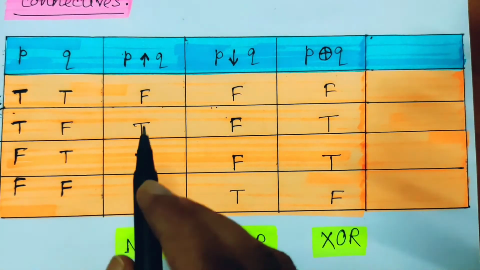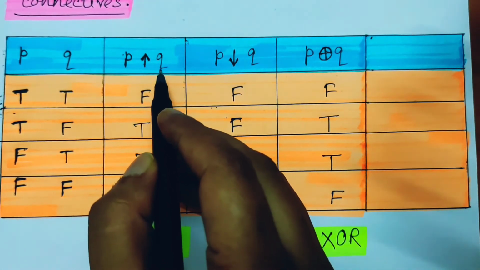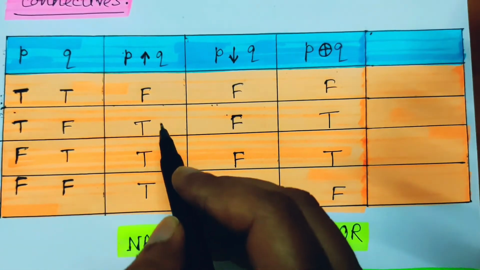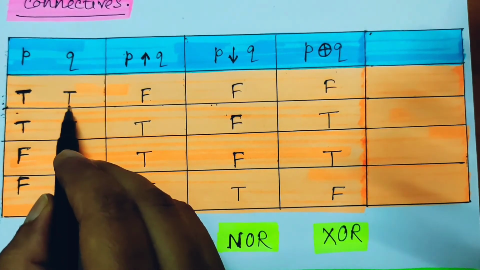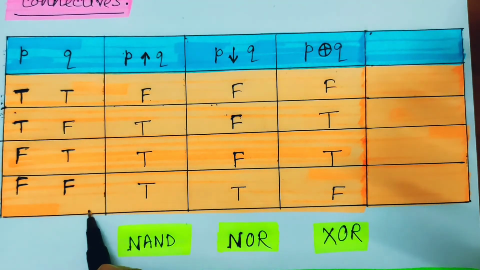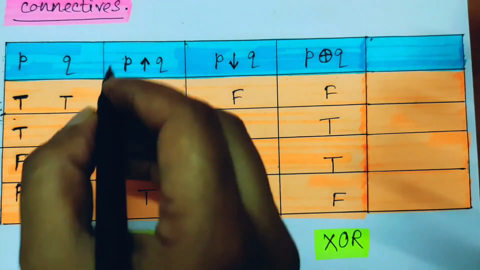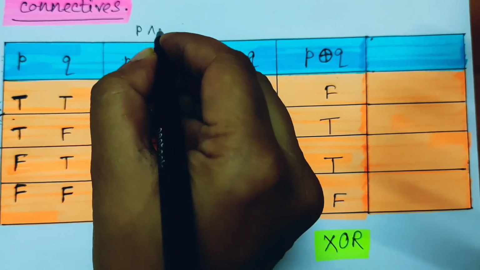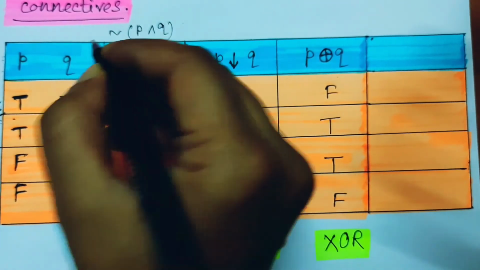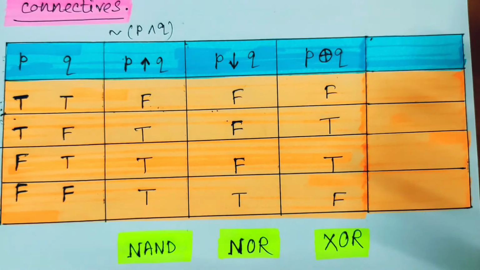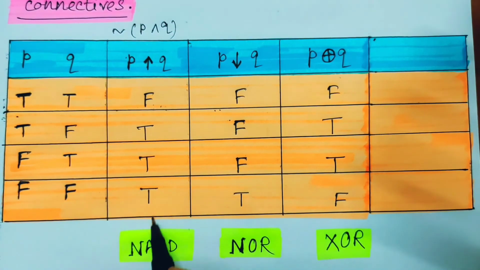Now here I have taken P upper arrow Q, and its output I have given here as false when both are true, and for the rest it is true. So what do you think for this one? If we take not and, that means P conjunction Q, and take its negation, I think we shall find out this outcome. This one is called the NAND, not and. So this is the NAND, a new composition.